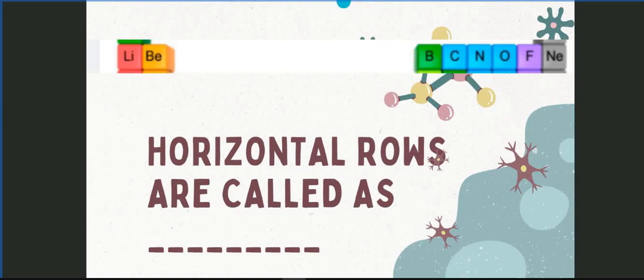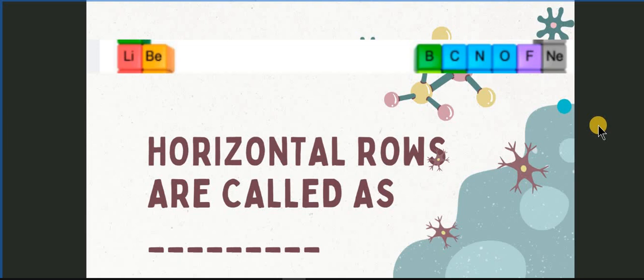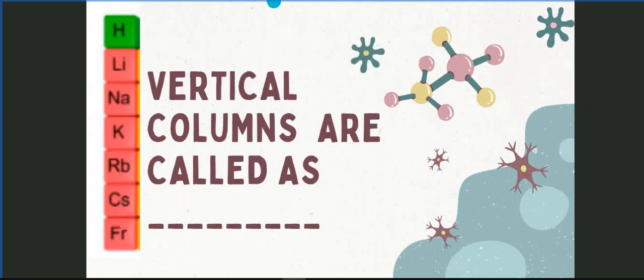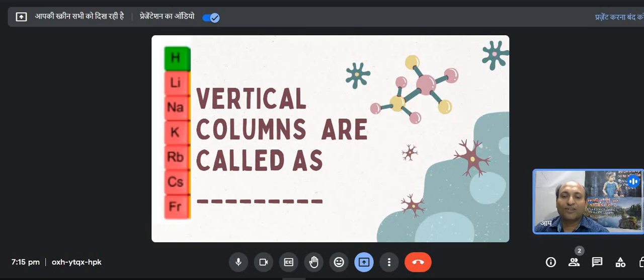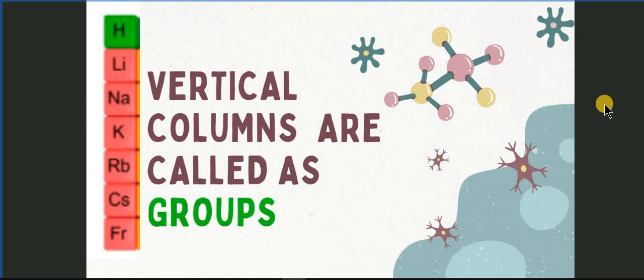Let us go with the next question. Horizontal rows are called as what? So your answer is right. That is periods. Horizontal rows are called periods. The next question to you is, vertical columns are called as groups.